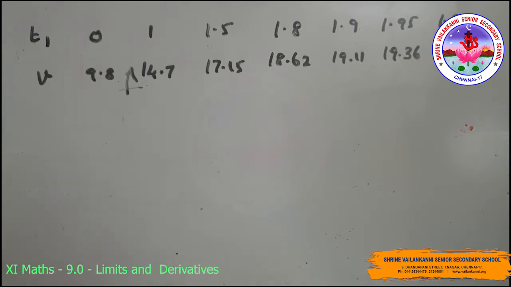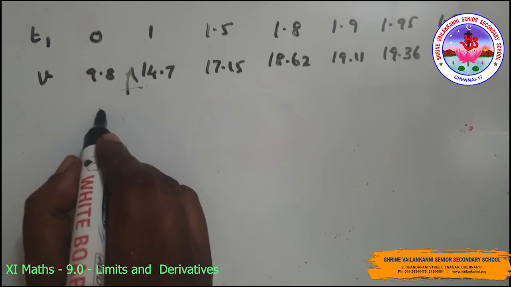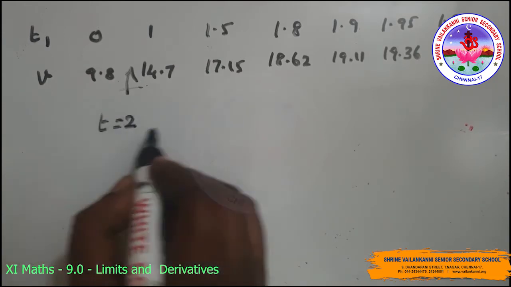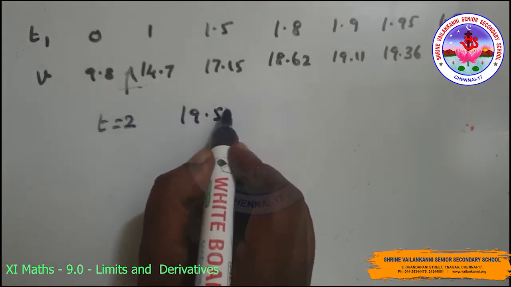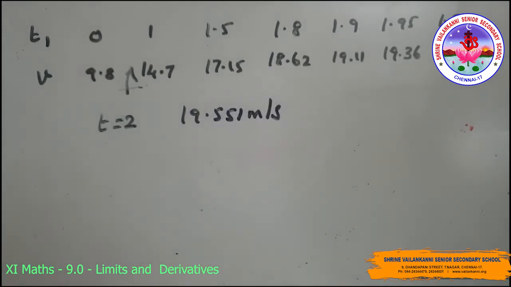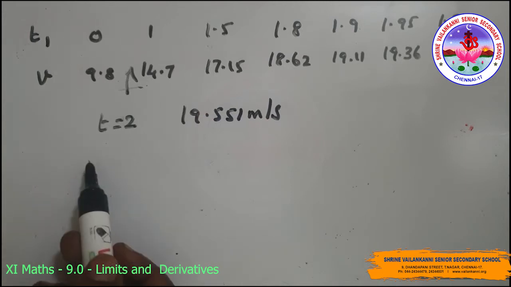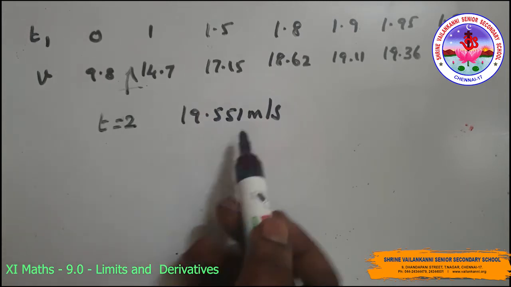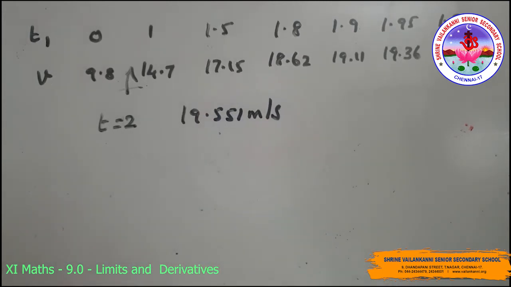Between 1.99 seconds and 2 seconds, we conclude that the average velocity at t equal to 2 seconds is just above 19.551 meter per second. That is, for the interval between 1.99 seconds and 2 seconds, the average velocity at t equal to 2 seconds is just above 19.551 meter per second.